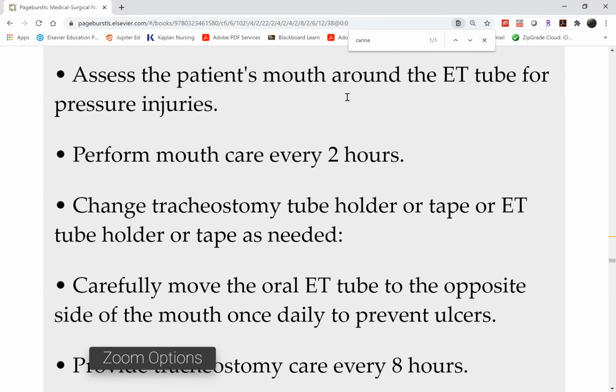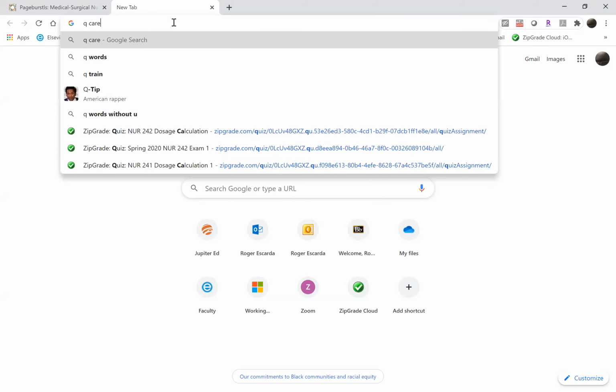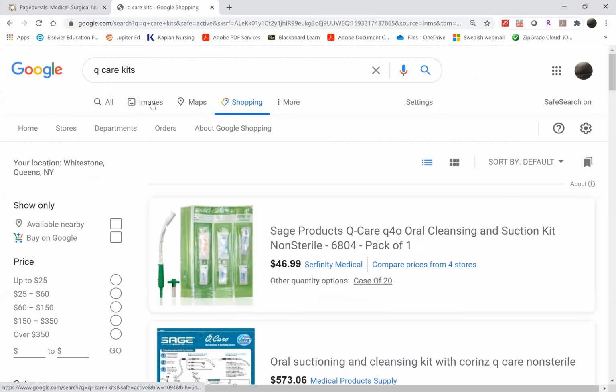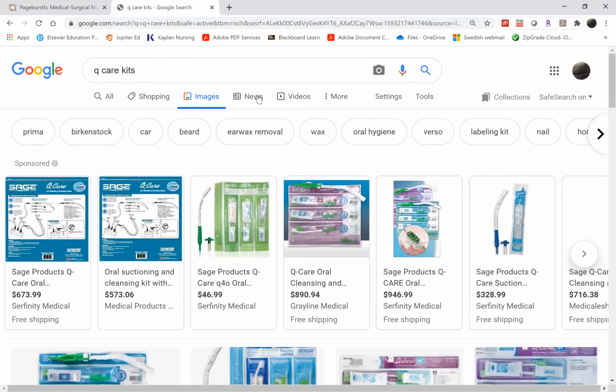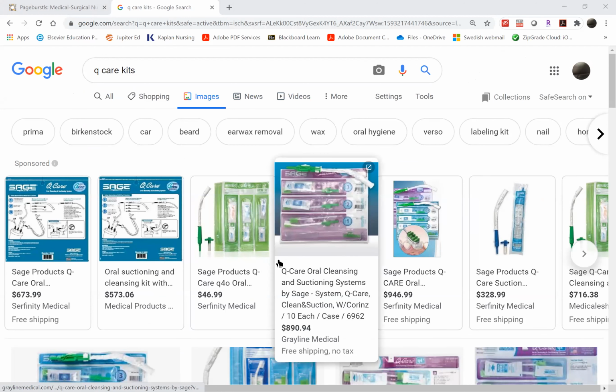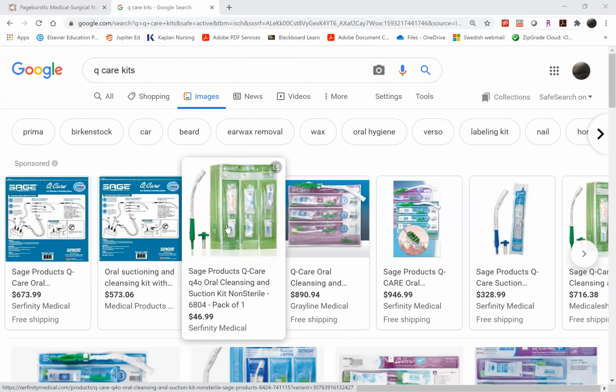Let me introduce you to the Q Care kits. So you've probably seen these in clinical. All right. So these are one kit. So there are 1, 2, 3, 4. 4 because they want you to do it every 2 hours. So therefore, 4 will give you 8 hours, right?